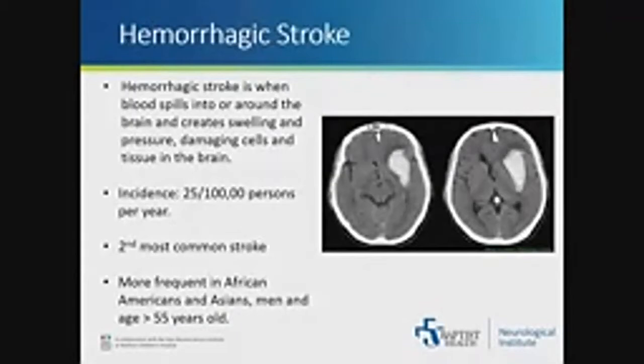Next is our hemorrhagic stroke patients. And you all know what a hemorrhage is. It's blood spilling into the brain. The incidence is 25 out of 100,000 per year. It's the second most common stroke, and it's more frequent in African Americans, Asians, men, and people over the age of 55.